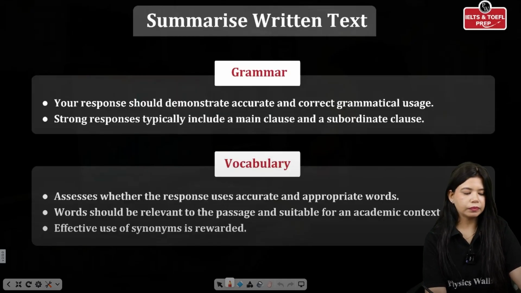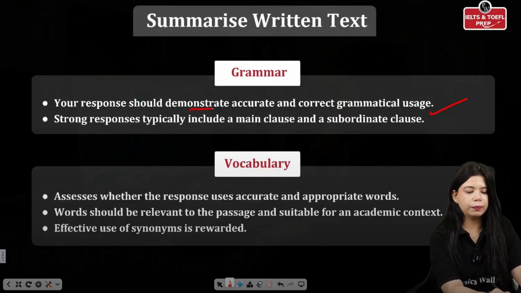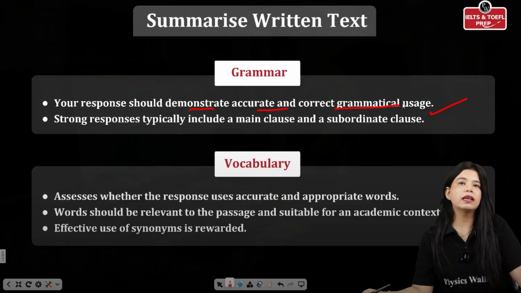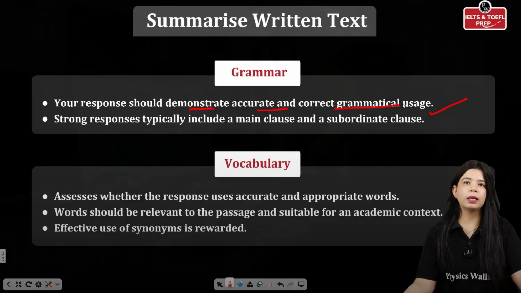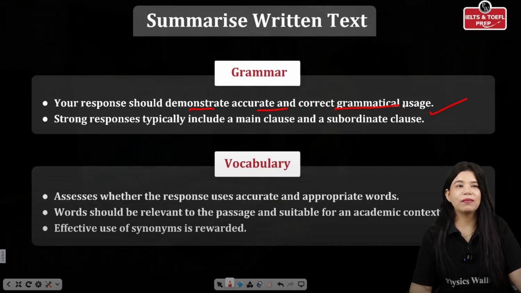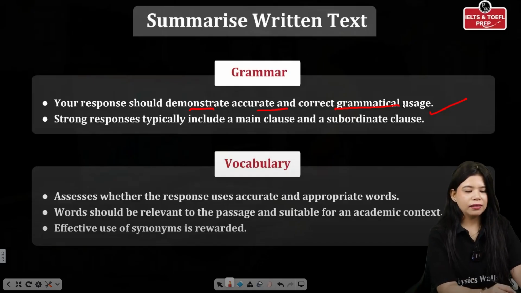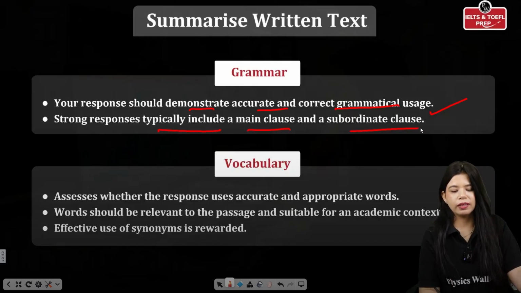Moving on, grammar. You will be assessed on your grammar, of course, since this is an English language proficiency test. So your response should demonstrate accurate and correct grammar usage. It's not just that you put a full stop at the end and use a capital letter at the start. In the middle, what are the connectors you are using, where you are using commas, where you are using semicolons, all that comes under grammar. So strong responses typically include a main clause and a subordinate clause.